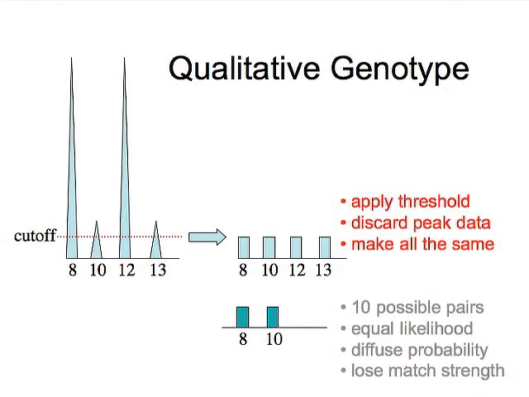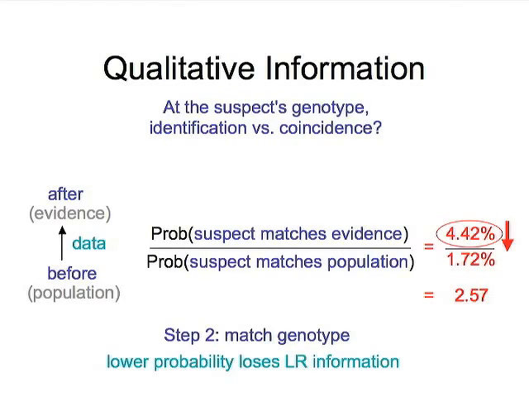The key thing here is that the victim is not being used as information, right? By eye, you know those 2 tall peaks came from the victim, those came from someone else. If you don't use the victim information, if you don't use the quantitative peak heights, it's not obvious anymore. Now there are 10 possibilities of what could be included, which is why it's called an inclusion method. And the result is you lose match strength. How much match strength? Let's see.